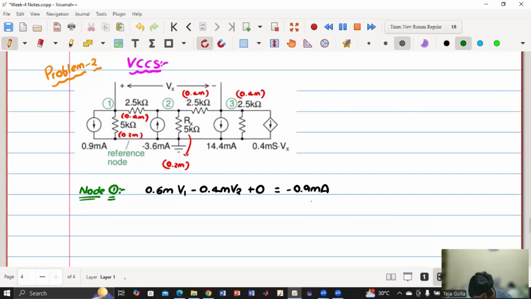Now let us come back to node 2. We'll write the same thing. First, we'll get A21. A21 is what? Negative of the conductance between node 1 and 2. So what is that value? Minus 0.4 milli V1. And at V2 is A22, which is the summation of the conductance connected to node 2.